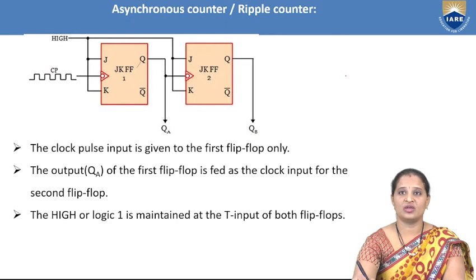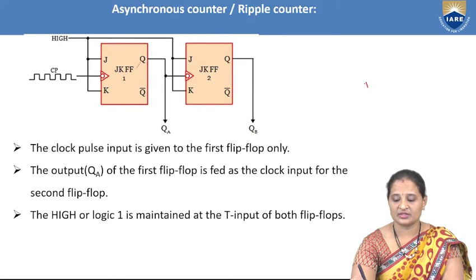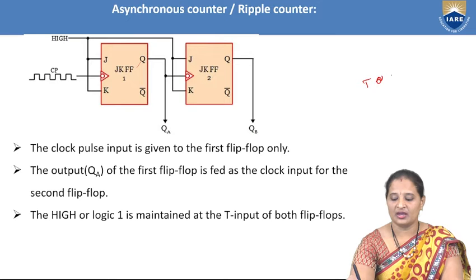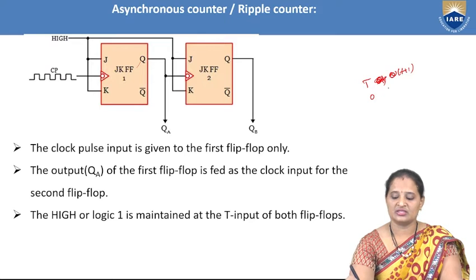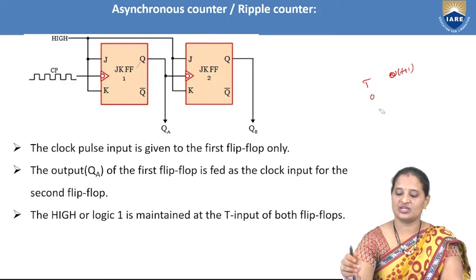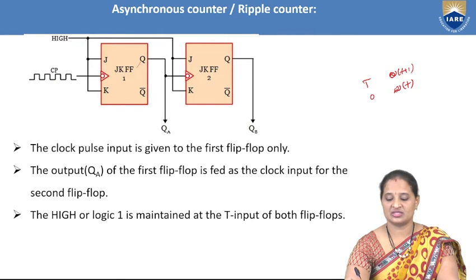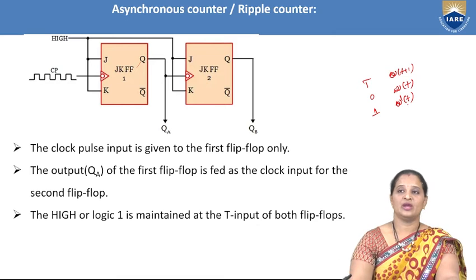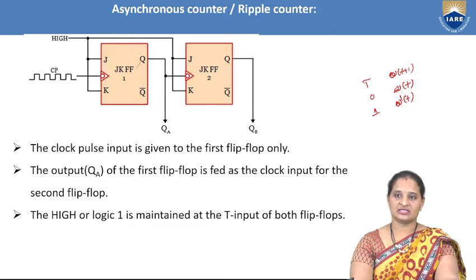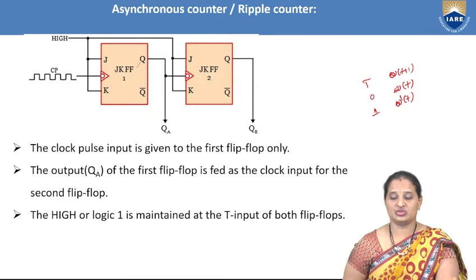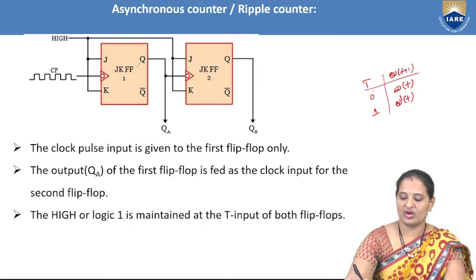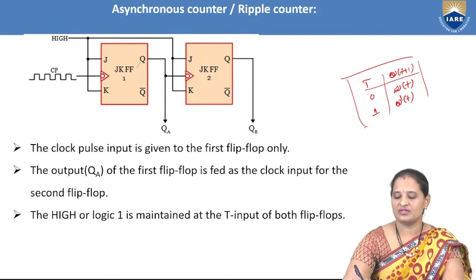As we all know, the output of a T flip-flop, that is T and Q of T plus 1, this is the truth table. When the toggle input is 0, the next state is equal to the present state. When the toggle input is 1, the next state is equal to the complement of the present state. This is the truth table that we need to remember when we are analyzing the operation of this counter.